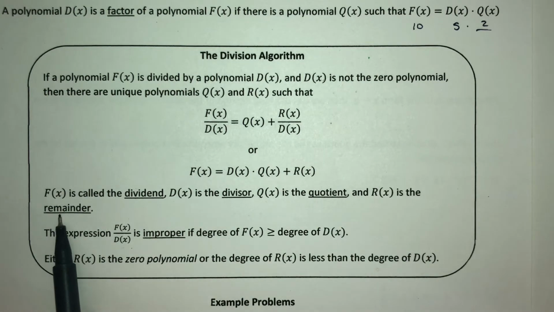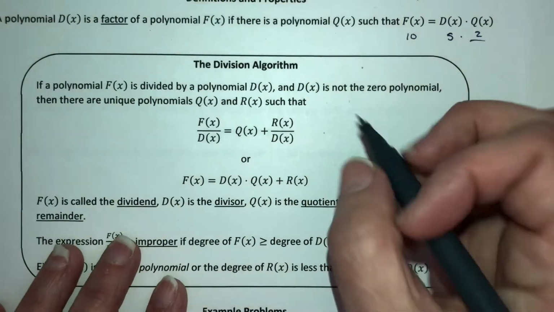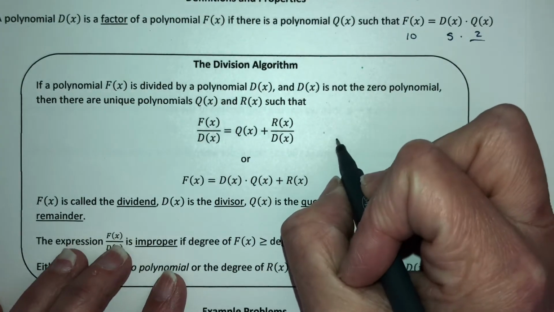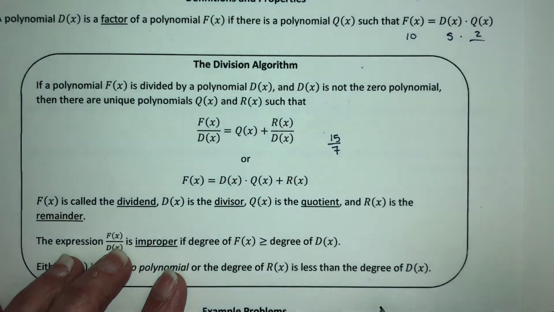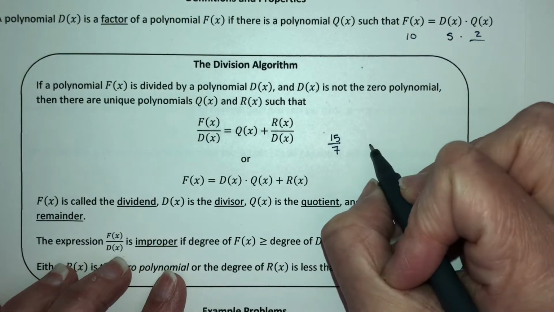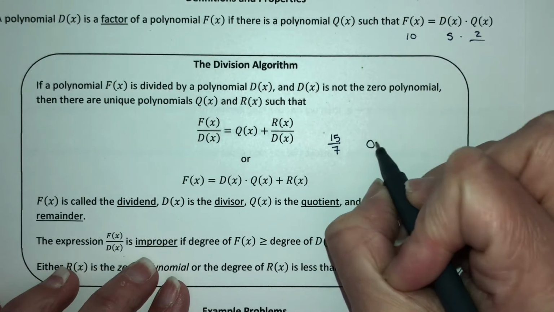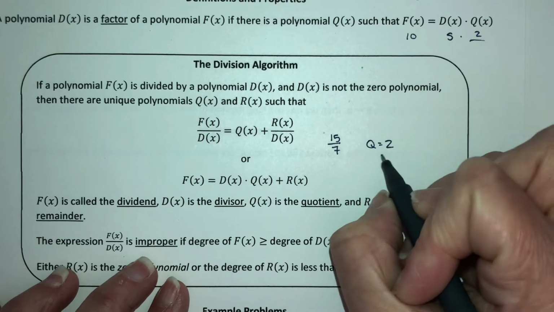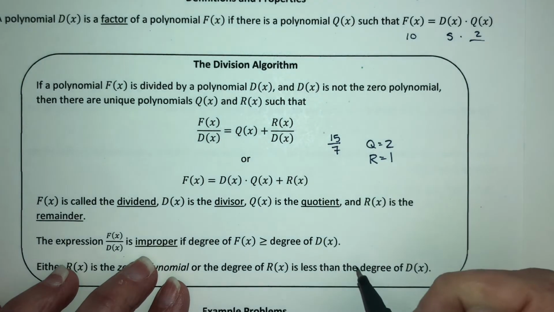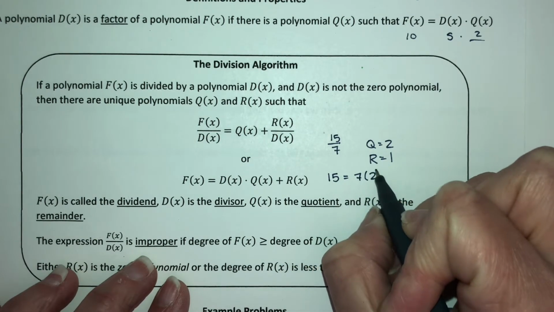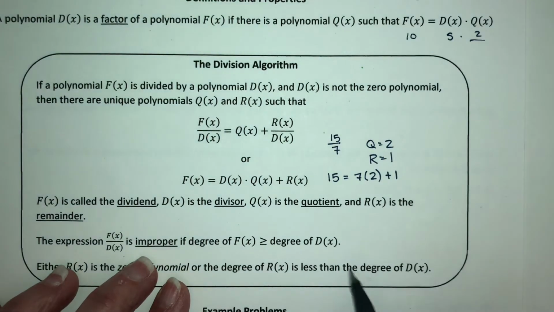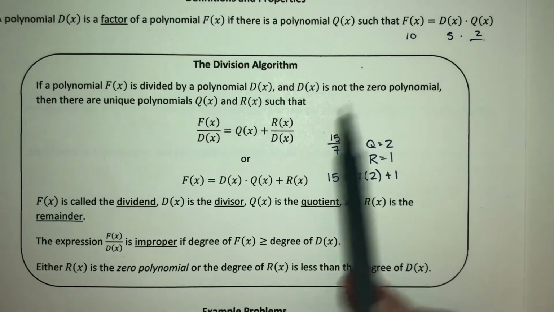and r of x is the remainder. Okay, so thinking about numbers, if I did 15 divided by 7, that does not go in evenly. The quotient would be 2, and the remainder would be 1. And that's because I could write 15 as 7 times 2 plus 1. That's all this is saying. We're just going to be more generalized than we are with the arithmetic.